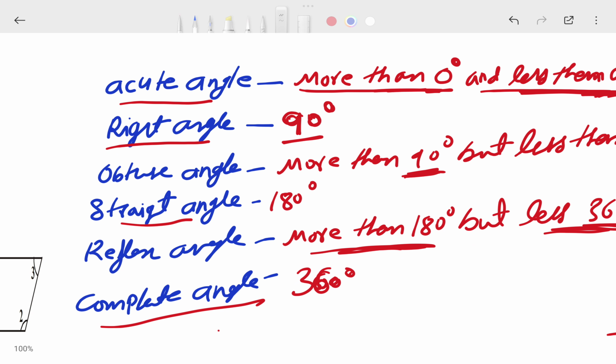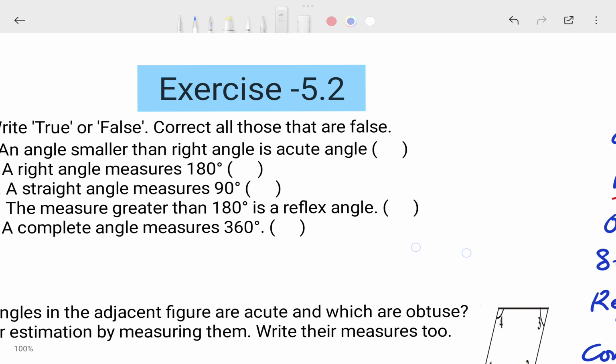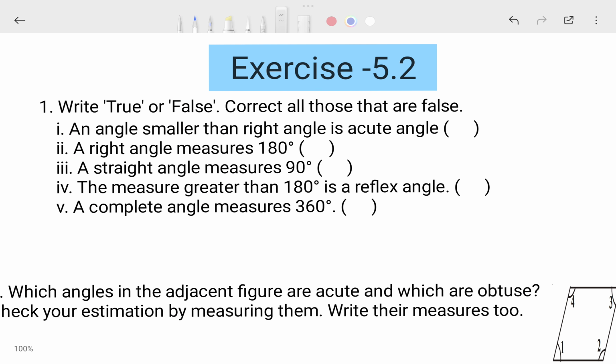Okay, so if it is clear now, I will move to our first question. Now let's start the question. The first question says to write true or false, and correct those that are false. In this one, if a statement is correct, you have to write true. If it is false, then you have to write false, but you have to make that statement correct. Okay? So let's solve this one.